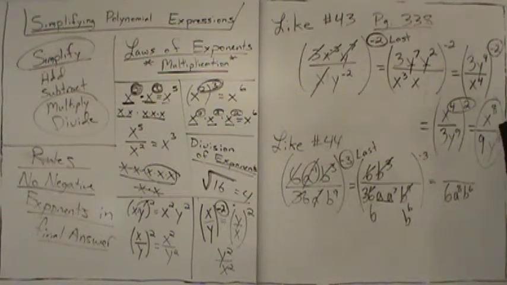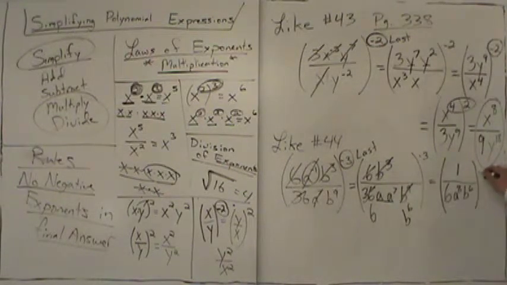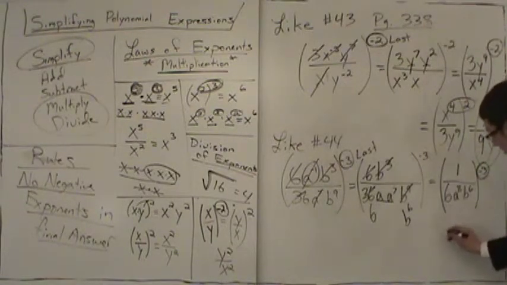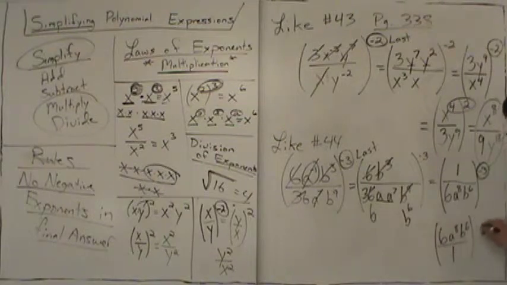Yes, this is a case where nothing is left on top. So if nothing's left on top, what do we put this over? A 1. So the only time you will put a 1 is if everything cancels out. And what's on the outside? We still have a negative 3 exponent on the outside. Now that you've done everything on the inside, deal with the outer exponent. Since the outer exponent is negative, we flip it. We get 6 over a to the 8th, b to the 6th, all this over 1, and the negative exponent changes to positive on the outside. So notice when we flip it, nothing changes.